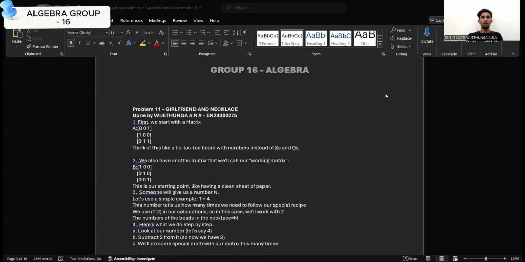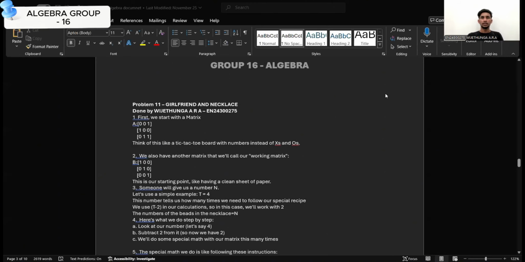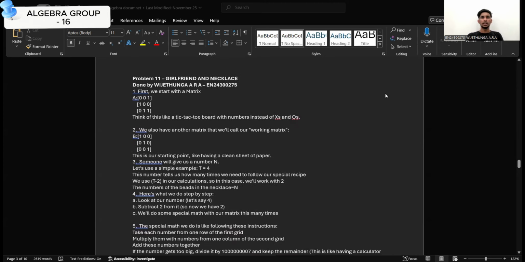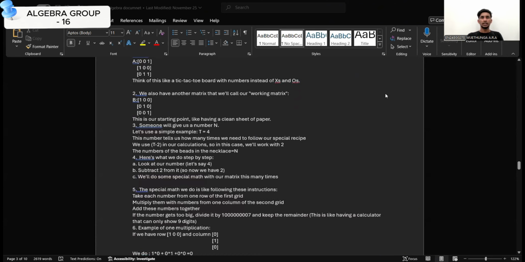Imagine we have two matrices. One is like a tic-tac-toe grid filled with numbers, and the other one is a clean grid called the working matrix. We aim to follow a series of steps to transform these matrices based on given numbers. For example, if t is equal to 4, we subtract 2 to get 2, which tells us how many times we apply this process.